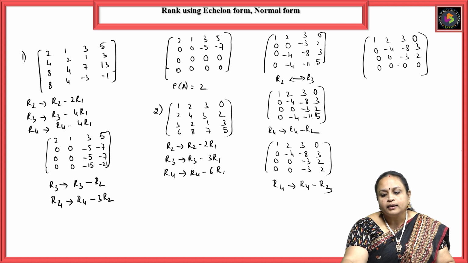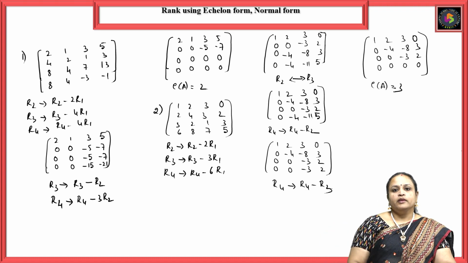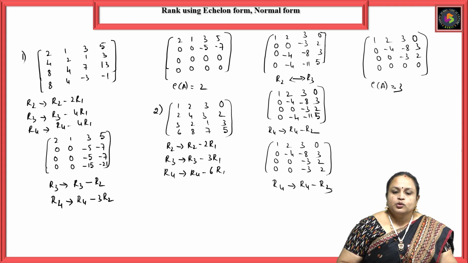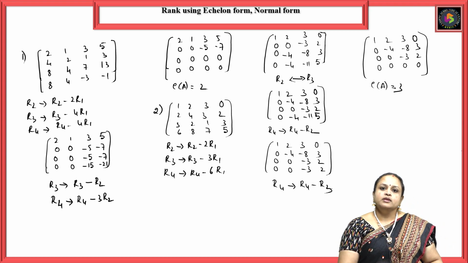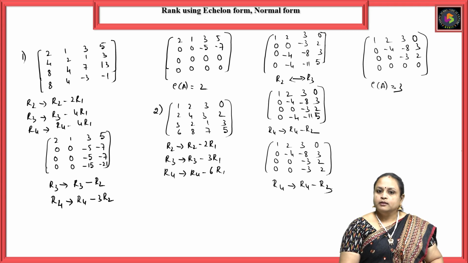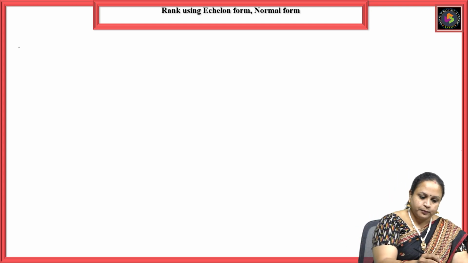So, we can say that this matrix is in echelon form and the number of non-zero rows are 3. Therefore, the rank of the matrix is 3. So, the rank of the matrix depends on the number of non-zero rows which are present in the matrix. Now, let us see one more example.